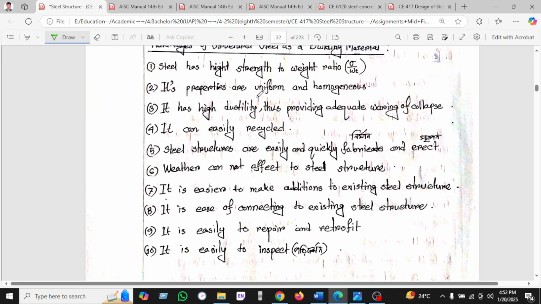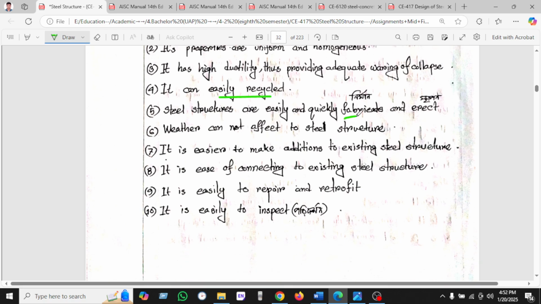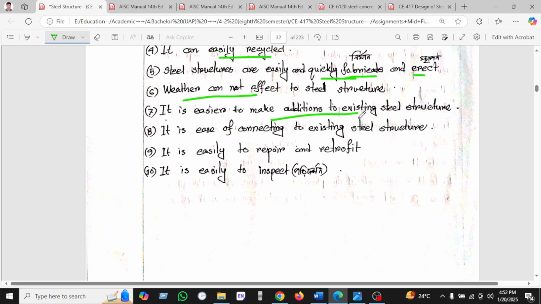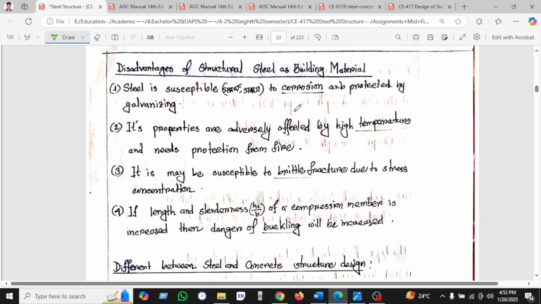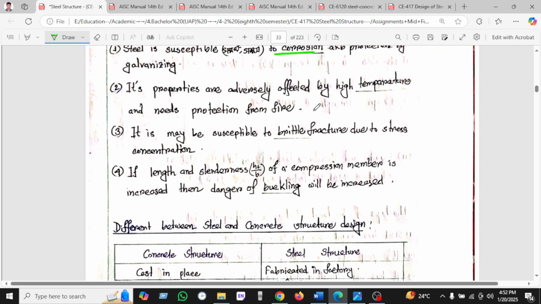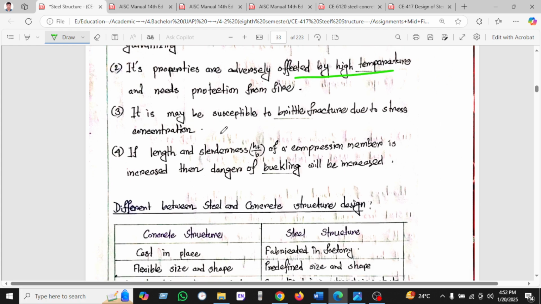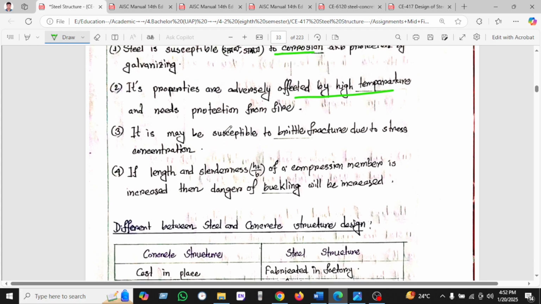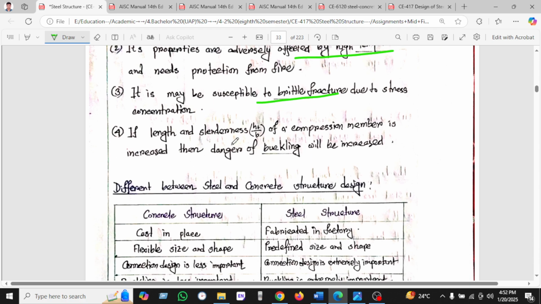The advantages of steel structure as a building: steel has a high strength-to-weight ratio, is uniform and homogeneous, has high ductility, and is easily fabricated, quickly fabricated and erected. Weather does not affect steel much, and it is easier to modify existing structures. The disadvantages: steel is susceptible to corrosion, and its properties are affected by temperature, such as fire or cold. It may suffer brittle fracture. We know the steel structure is brittle.